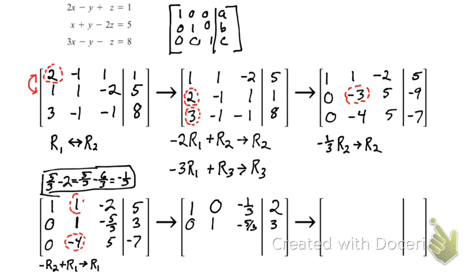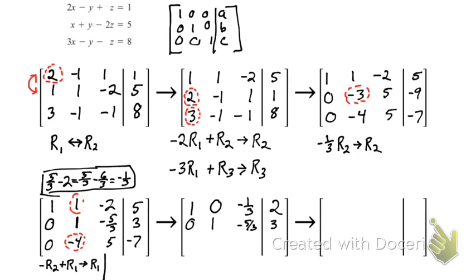Now I need to get rid of that 4. I need to turn that to 0. What am I going to multiply row 2 by to get rid of that negative 4? Liam? 4. Yep, just 4. You got it. I would write this underneath it.